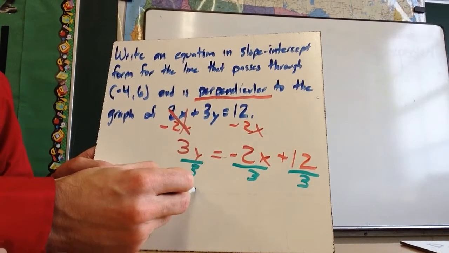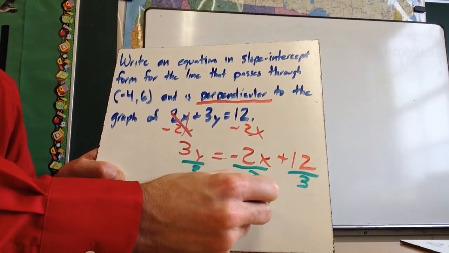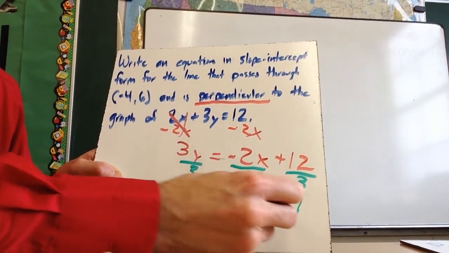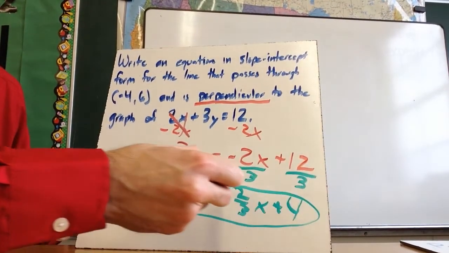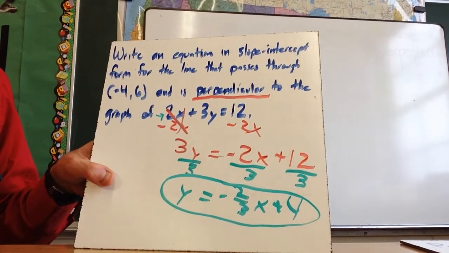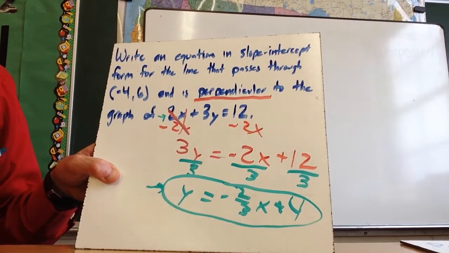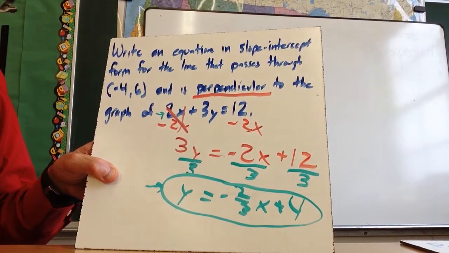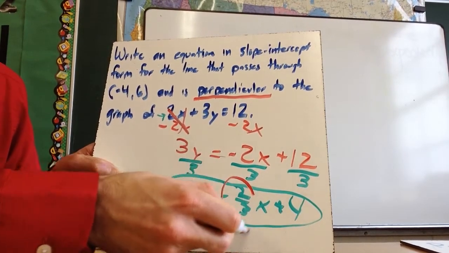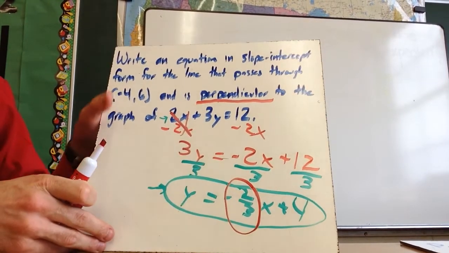And so this becomes y equals negative 2/3 times x plus 4. So this is the equation of that line. This is in standard form, and this is in slope-intercept form. Now again, remember, all I care about with this equation is the slope. Once I have this piece of information, this equation is no longer of value to me.